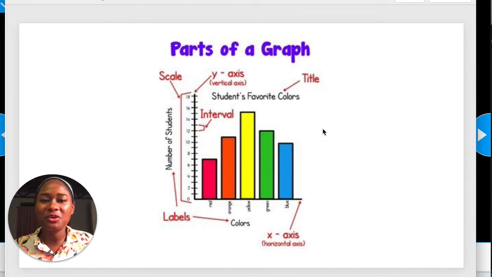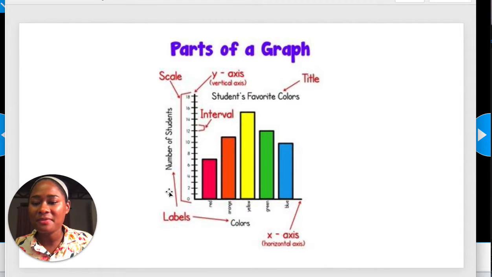We've got this visual. I'm sure you guys are tired of seeing this one. It labels the parts of the graph very nicely. We've got our title here at the top, our x-axis here at the bottom, our y-axis here on the left that's going up and down. It also has our labels for the y-axis and our label for the x-axis as well. And we have our interval.